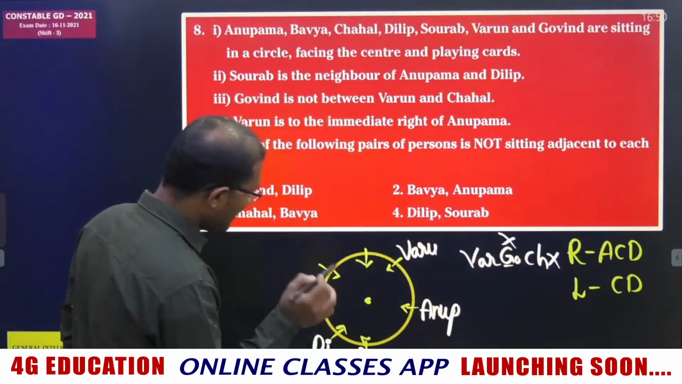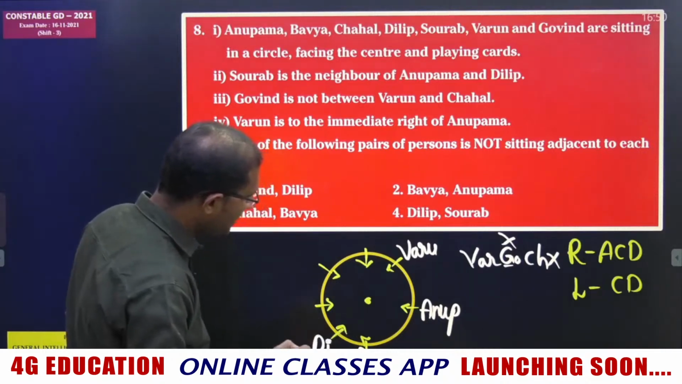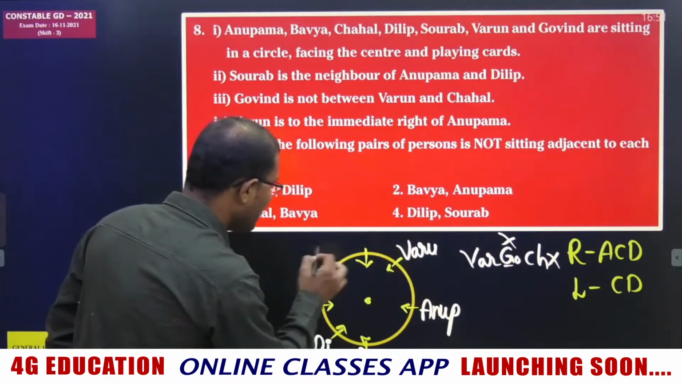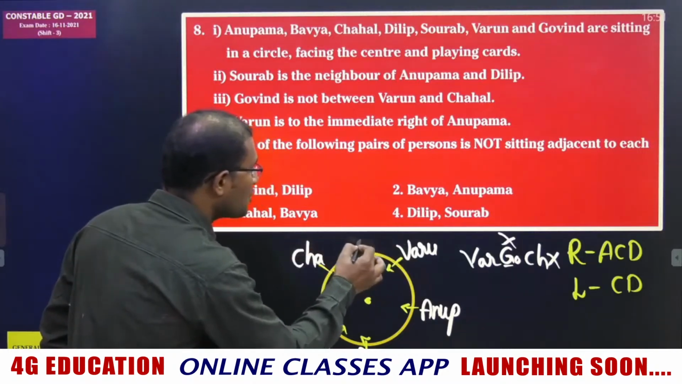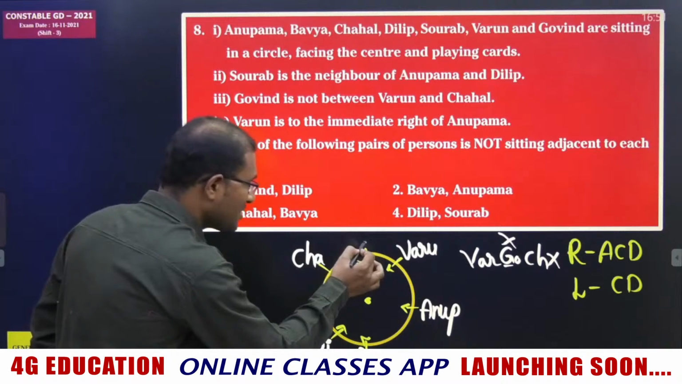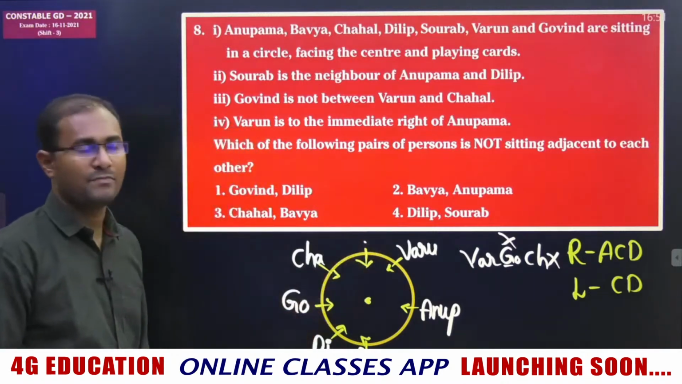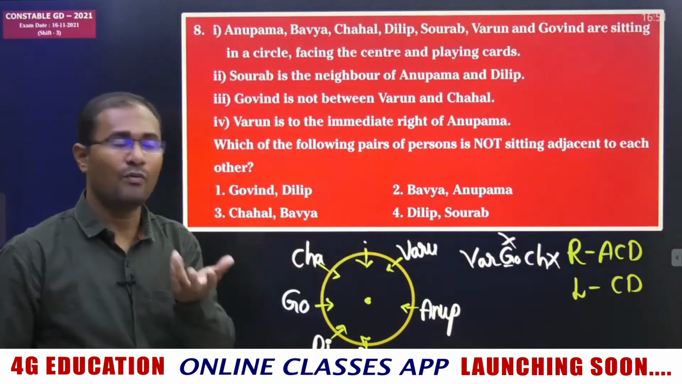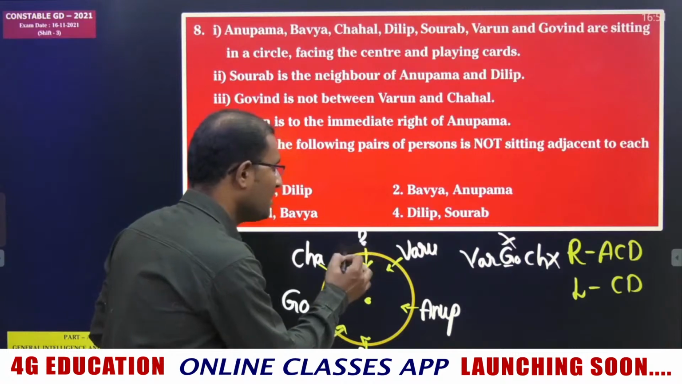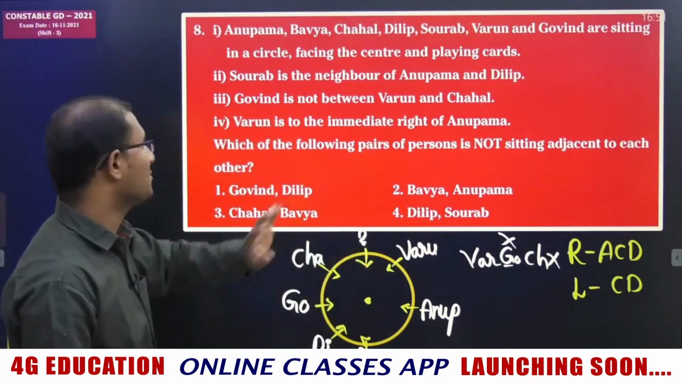Okay, so Varun and Chahal. As we have Varun here, we can take Chahal here. In between these two, it's not Govind. It means in this place you cannot take Govind, so definitely we can take Govind here. Now only the remaining person we have to take in between Chahal and Varun. Who is this remaining person, we will think about that later. But first of all, see the question.